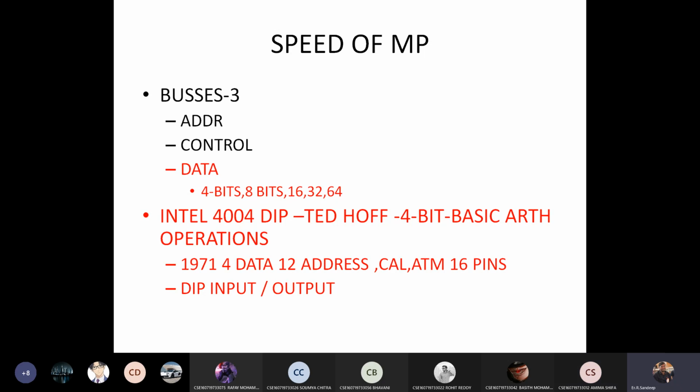Yes, sir. So here, as I told, it's 1971, 4 data lines and 12 address lines, and the applications are calculators and the ATM, and it's a 16-pin microprocessor. Each and every microprocessor has dedicated, specific pins. The 8086 microprocessor has 40 pins, and in a similar way the 4004 has 16 pins.